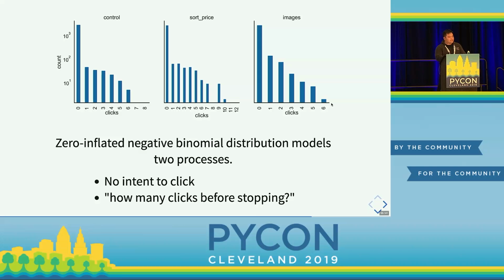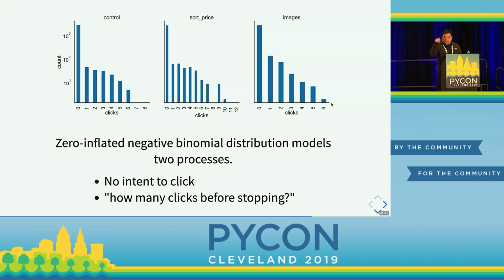And why is that the case? It's because the zero inflated negative binomial, the ZINB distribution, is a distribution that lets us model 2 processes. The first process is the group of customers that have no intent to click whatsoever. They're just looking around. The second process is the process that describes the customers who are looking around.